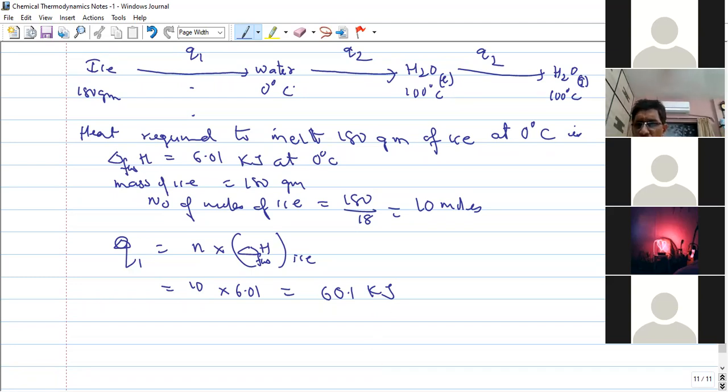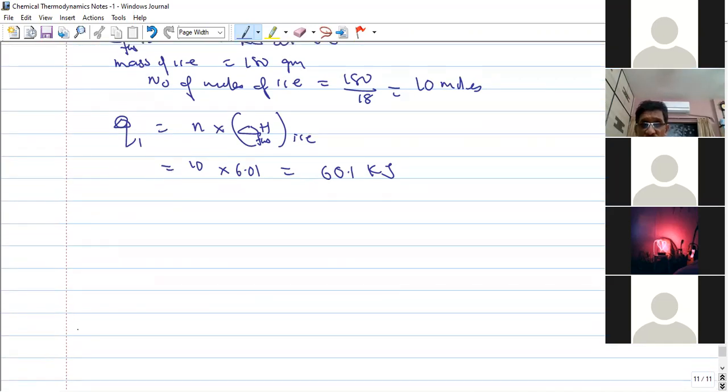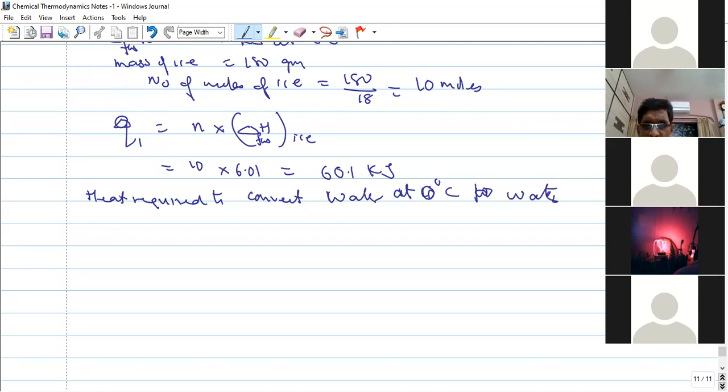0 है वाटर, उसको किस में कन्वर्ट करना है 100 में। 0 वाटर को 100 में कन्वर्ट करना है। हीट रिक्वायर्ड टू कन्वर्ट water at 0 to water at 100 and that is equal to Q2.